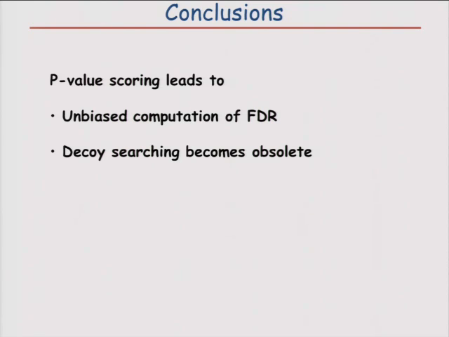So, in conclusion, the p-value scoring leads to an unbiased computation of FDR, and the decoy searching becomes obsolete.